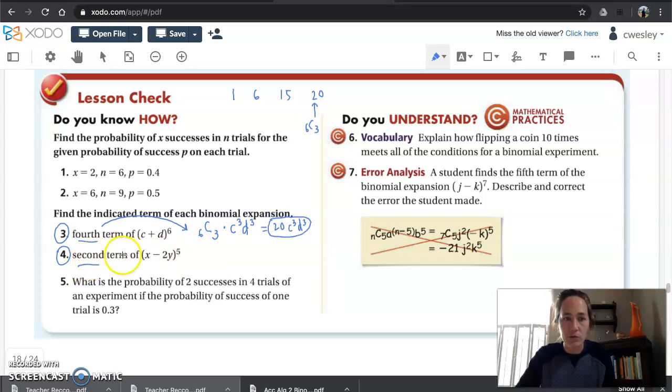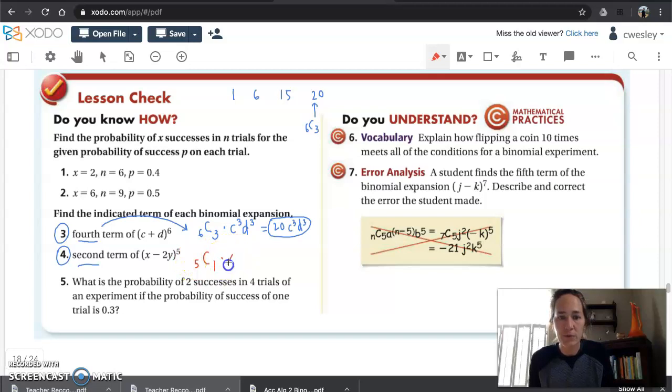The second term of this binomial expanded. So x minus 2y to the fifth power. Try it from the theorem. So it's 5C. We want the second term. So 1 less than 2 would be 5C1. First term coefficient would be 5C0. Second term would be 5C1.